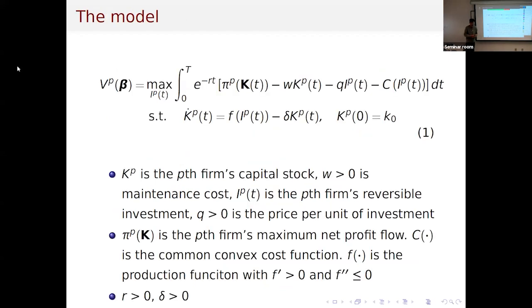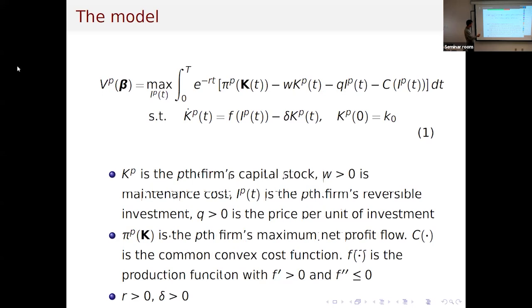Now we can go to the model. The model is classic and quite straightforward. K is the capital, and W is the maintenance cost for holding these capitals. I is the investment rate, and Q is the price of the investment. C is a cost function, saying that if you add some investment to the firm, you are going to incur some cost.